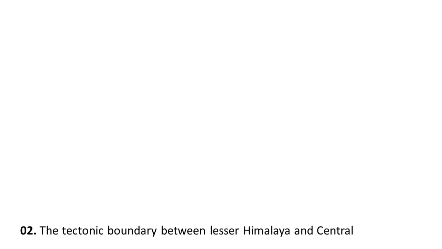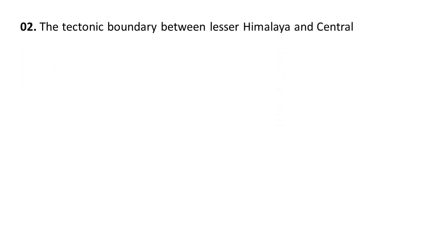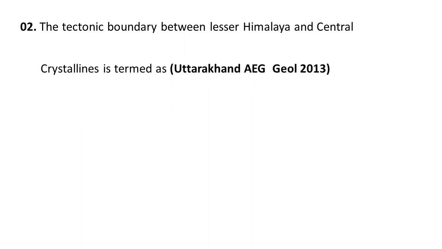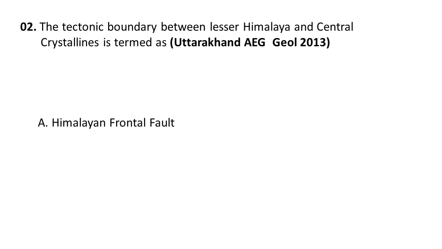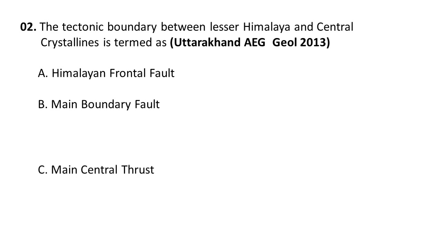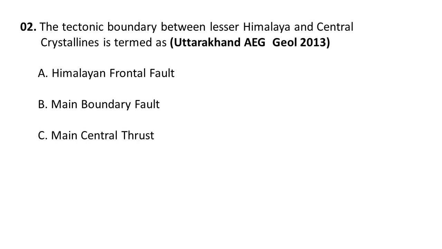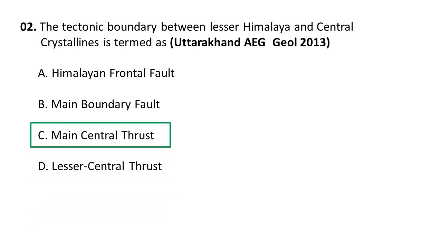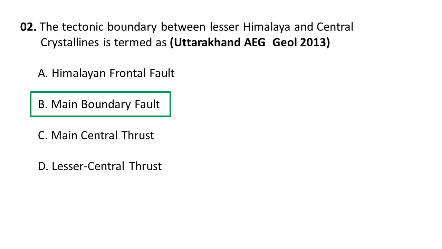Next question. The tectonic boundary between Lesser Himalaya and central crystallines is termed as A. Himalayan frontal fault, B. Main boundary fault, C. Main central thrust and D. Lesser central thrust. So the correct option is main boundary fault. This is main boundary fault or main boundary thrust, a series of seismic faults in the Himalayas. The MBT separates the greater Himalayas from the lesser Himalayas. This is the boundary between the lesser and the central crystallines. So B is the correct option.